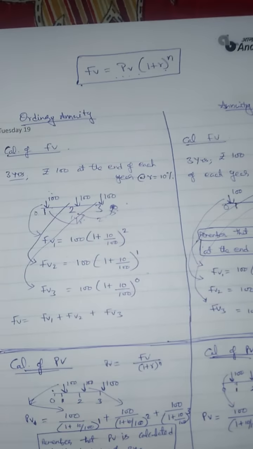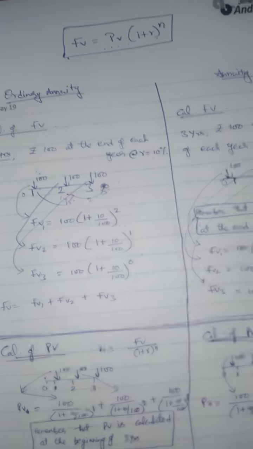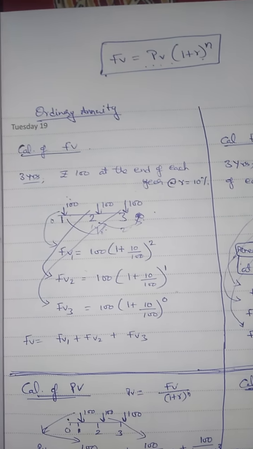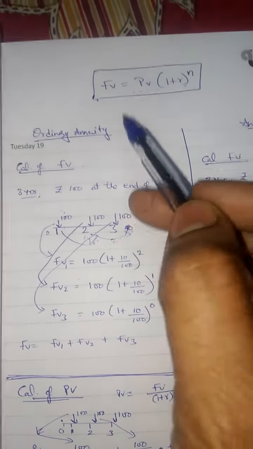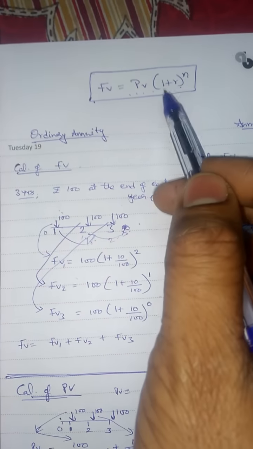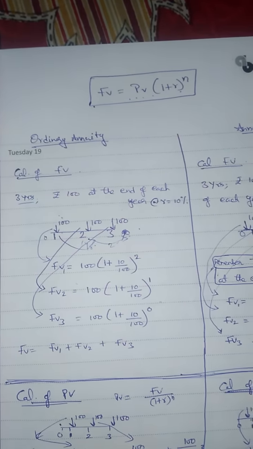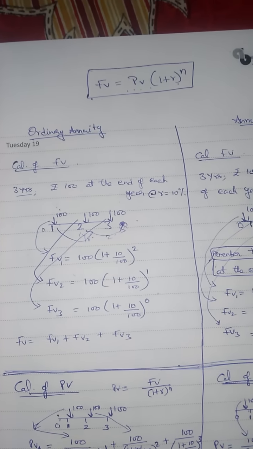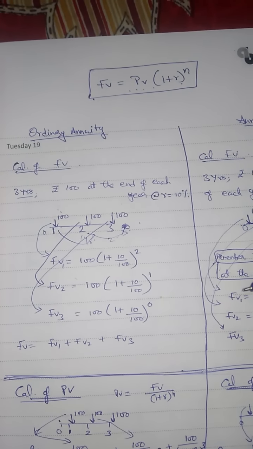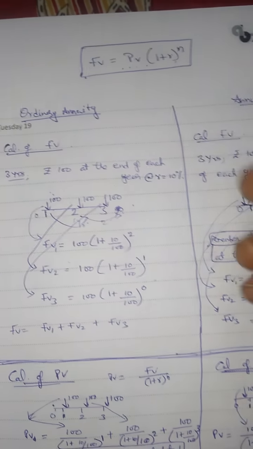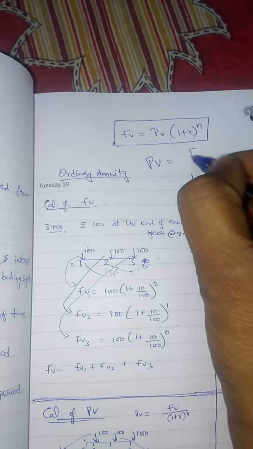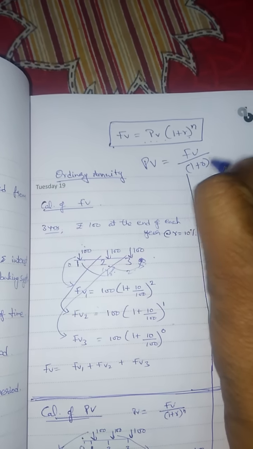We have various formulas for calculating future value and present value of annuities, but those are very hard to remember. So the simple thing is to remember only one formula: future value is equal to present value into (1 plus r) whole power n. Depending on whether it is an ordinary annuity or annuity due, or a calculation of future value or present value, we can solve the sum easily. Similarly, if we want to find present value, it is future value divided by (1 plus r) whole power n.